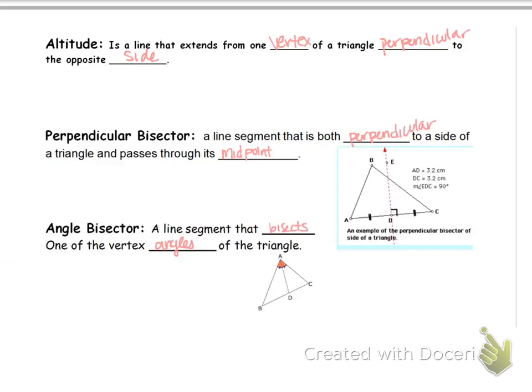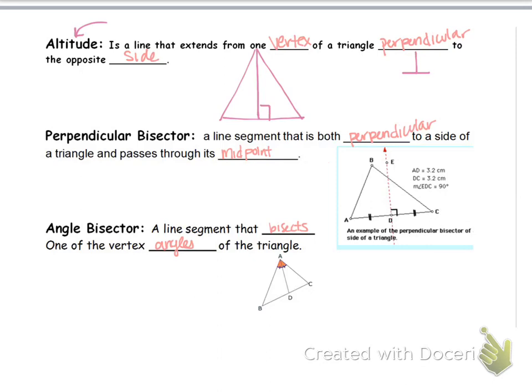Okay, here are some other ones. An altitude is a line that extends from the vertex, the corner of a triangle, perpendicular to the opposite side. So an altitude will always be a perpendicular line, so it will always make a right angle. Our symbol for perpendicular is like an upside down T. That upside down T tells me that there are going to be right angles in my problem. If you think about it, altitude has a T in it, so think of your upside down T, the perpendicular one.